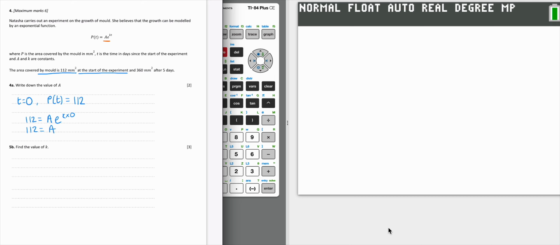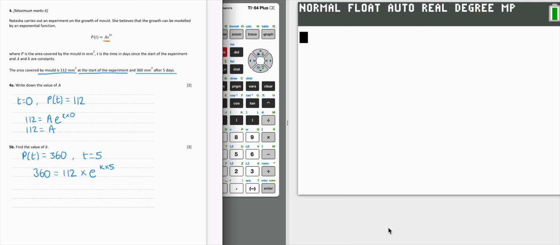So that's the first part of the question, and that's why they ask you for the initial value. It will always happen like that. And then 5b, find the value of K. So we're also told that there's 360 millimeters of mold after 5 days. So P of T equals 360 when T equals 5. So again, we can substitute that in. 360 equals 112, using what I've just found out, times e^(K times 5).